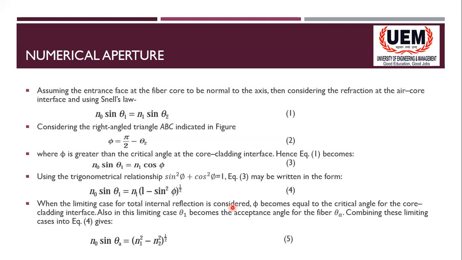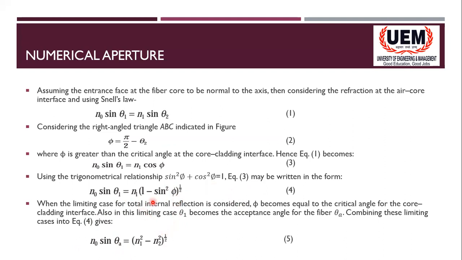So we are taking this phi as phi c, which is the critical angle, and this theta 1 we are taking as the acceptance angle, or theta a. So taking theta 1 as the limiting case, the limiting case for acceptance is known as the acceptance angle, which is the maximum angle that we need to achieve. So theta 1 taking the limiting case is theta a, and this phi taking the limiting case is the critical angle, phi c.